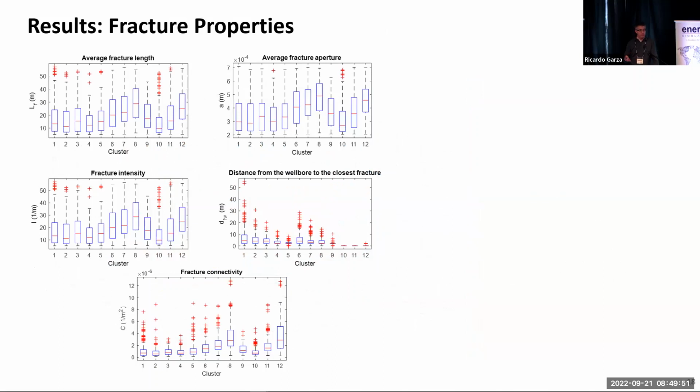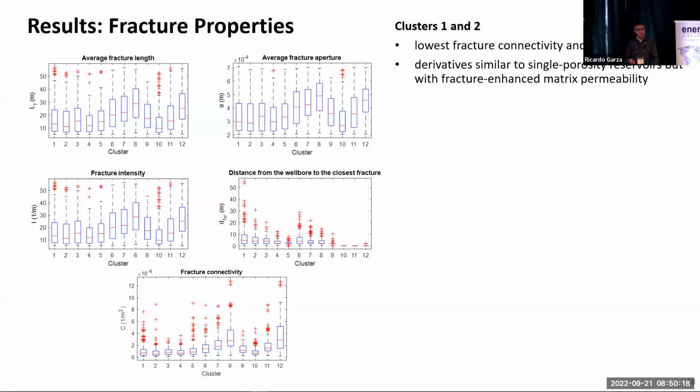What we then did with these 12 different clusters that we identified is look at the input parameters that belong to the individual fractures. So the average fracture length, the average fracture aperture, fracture intensity, the distance from the wellbore to the closest fracture, and the fracture connectivity. We tried to analyze how these fracture properties, the characteristics of the fracture networks, influence the clustering behavior.